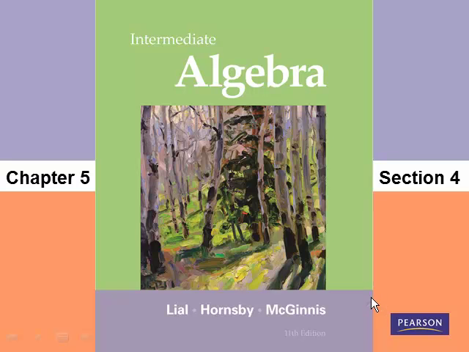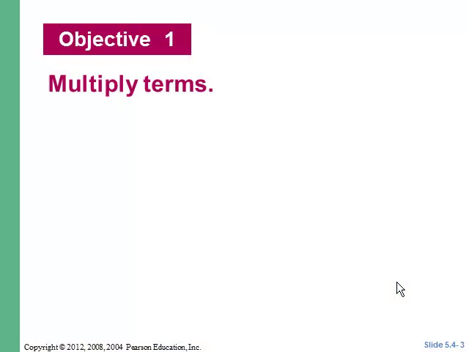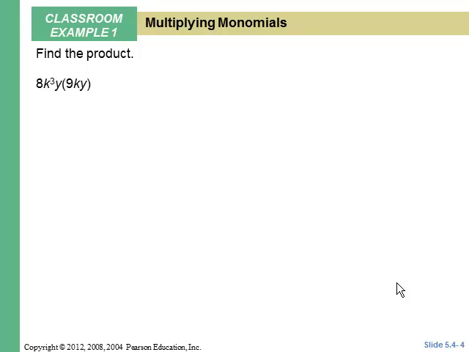This lesson's kind of long, so we're going to divide it up into multiplying and then dividing. So let's see how it goes. How do you multiply? Well, you just take each coefficient times itself, each letter, and multiply it, and you end up with 72k to the fourth y to the second.